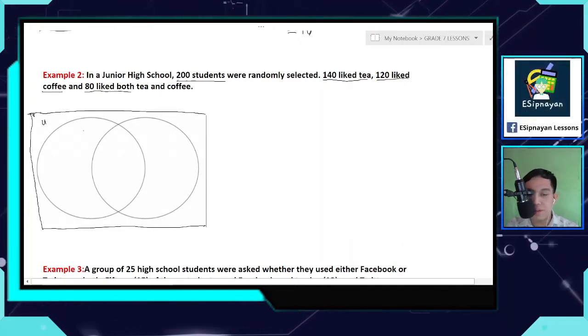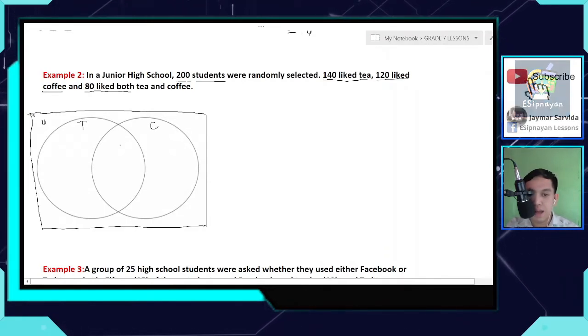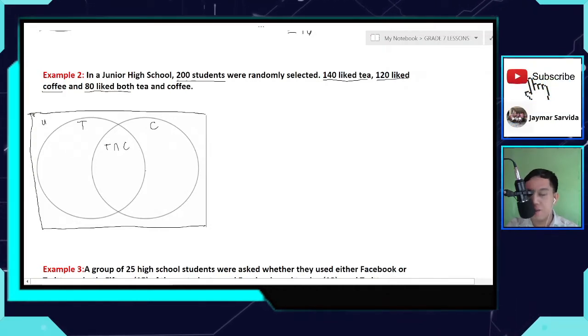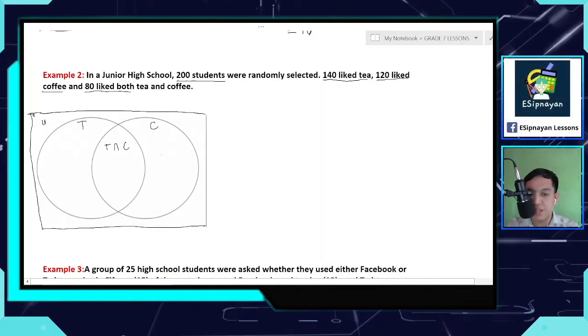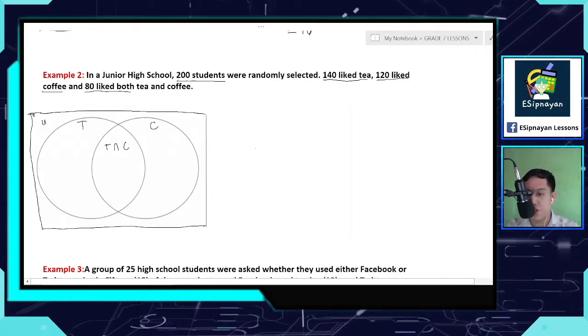So itong first circle natin dito, let's say ito yung ating tea, at ito naman yung coffee, yung pangalawang circle. At yung gitna is yung kanilang intersection ni tea at saka ni coffee. So na-illustrate na natin using Venn diagram. Then next is determine the operation.